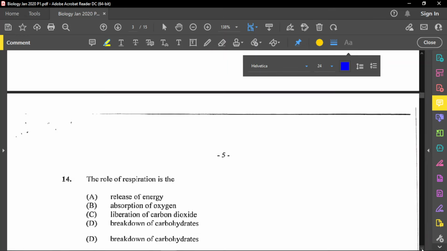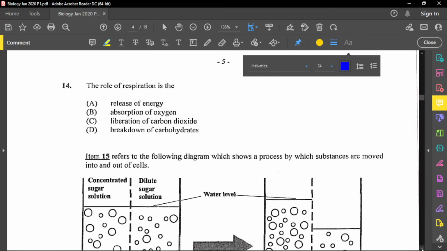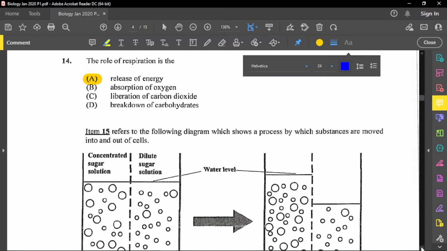All right, number 14. It said the role of respiration is the what? And again, this is quite an easy question because it's a release of energy. We know we respire to release energy from our food, particularly glucose. So there's no question about that one. Number 14 is a good answer. Good question? Well, I won't say good, but easy.